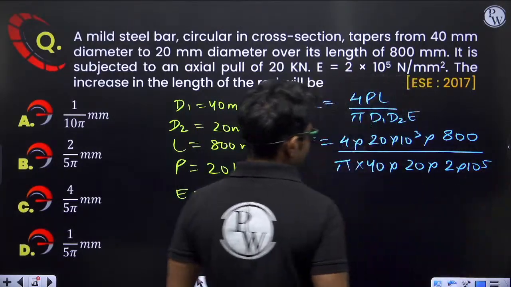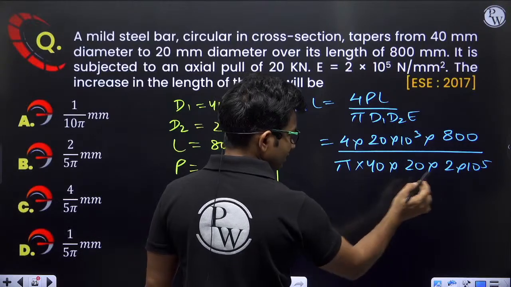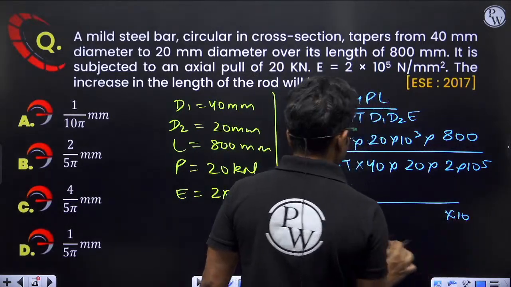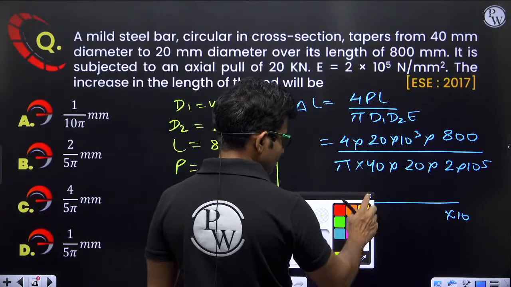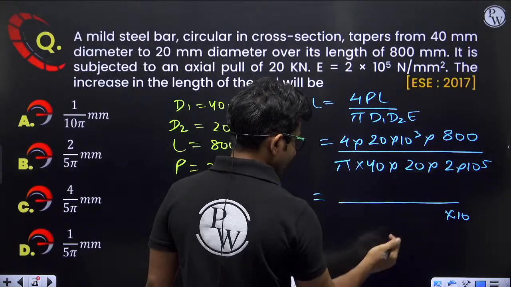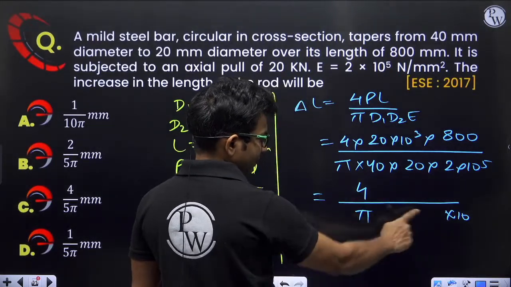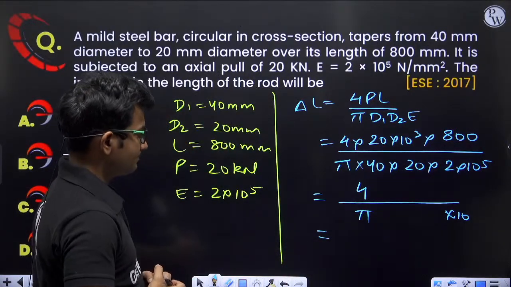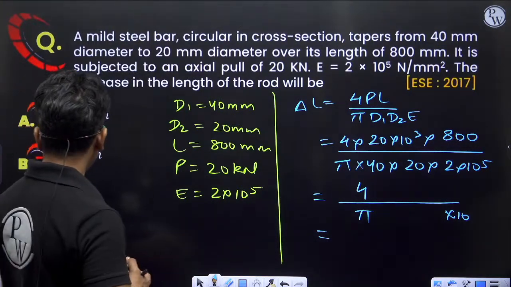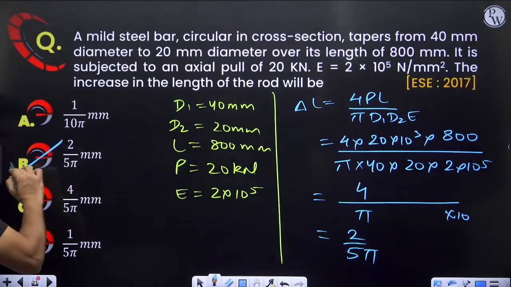Okay, let us calculate. In the numerator we have 6 zeros and in the denominator 7 zeros, so 1 zero extra, into 10. Now let us cancel out. 4 and 4 cancel out, 2 and 2 cancel out, 8 and 2 leaves 4 at the top, divided by pi. So 4 by 10 pi, which is 2 by 5 pi. The correct answer will be option B.